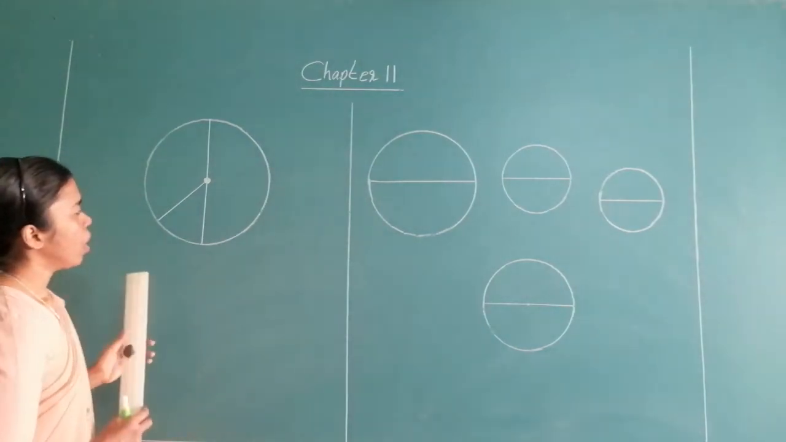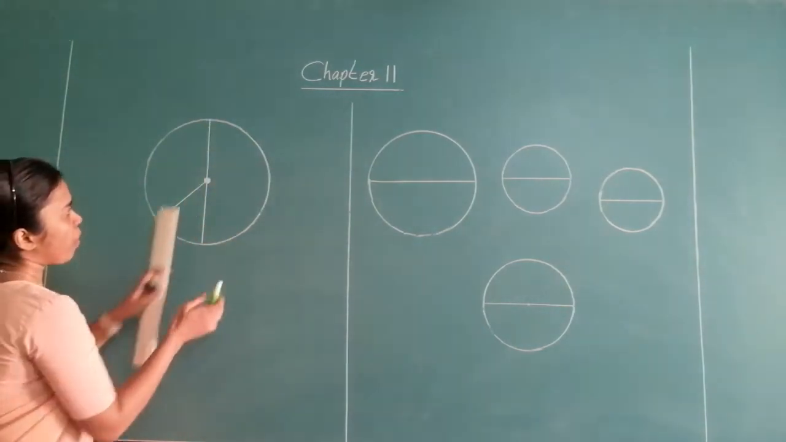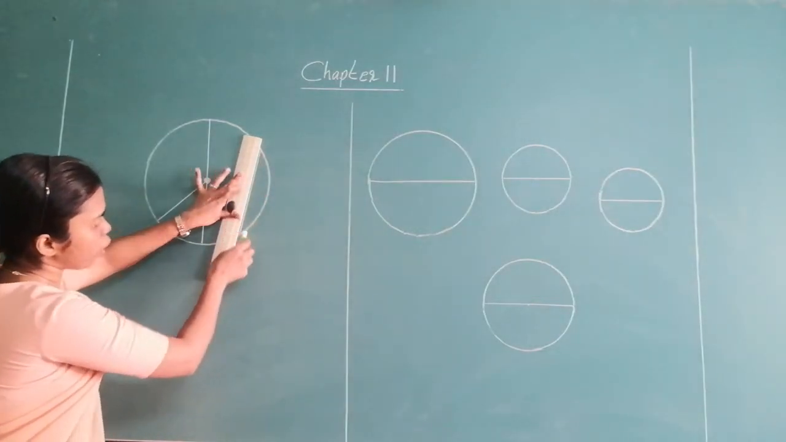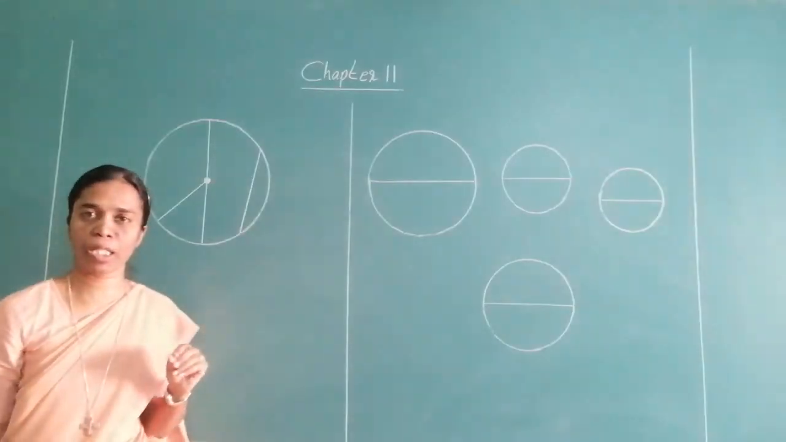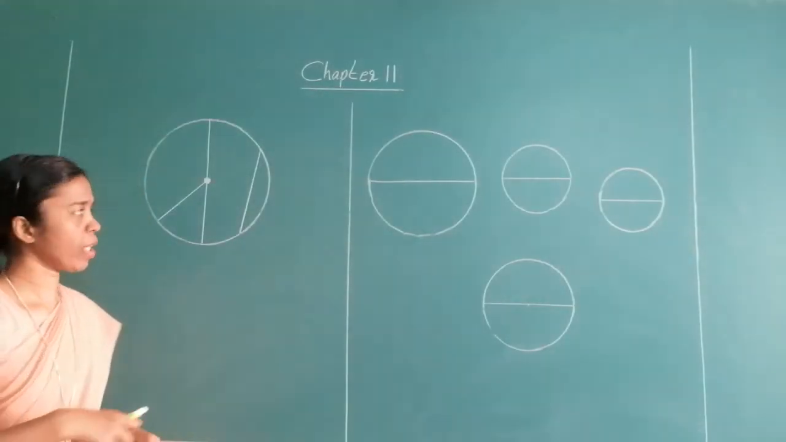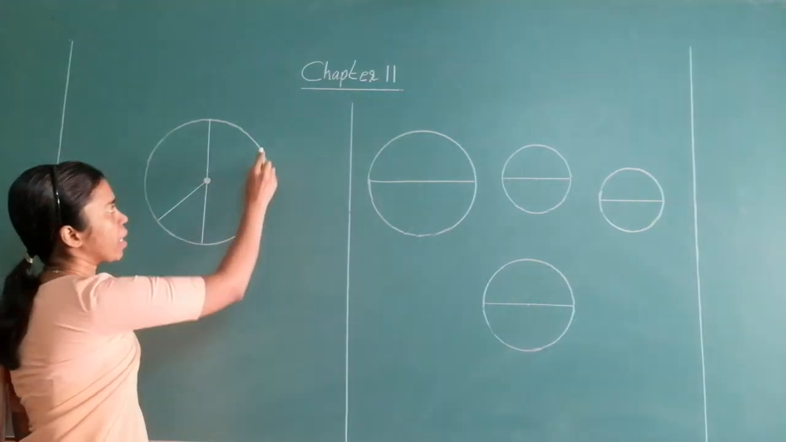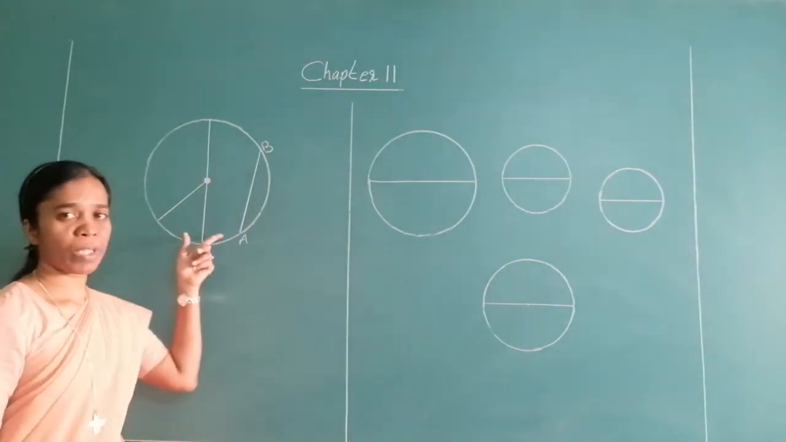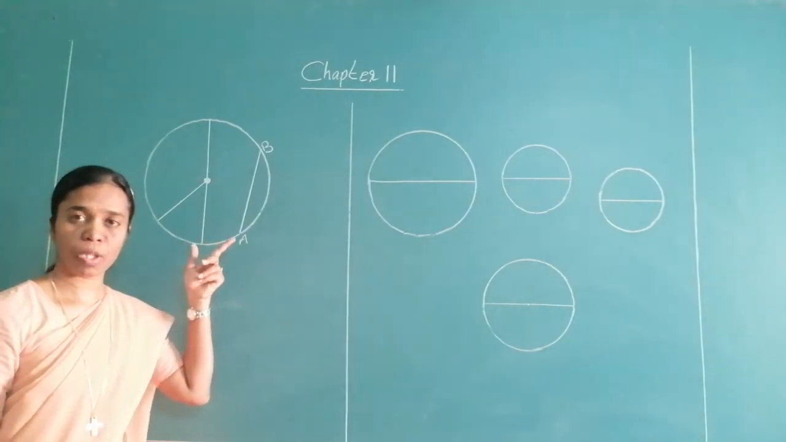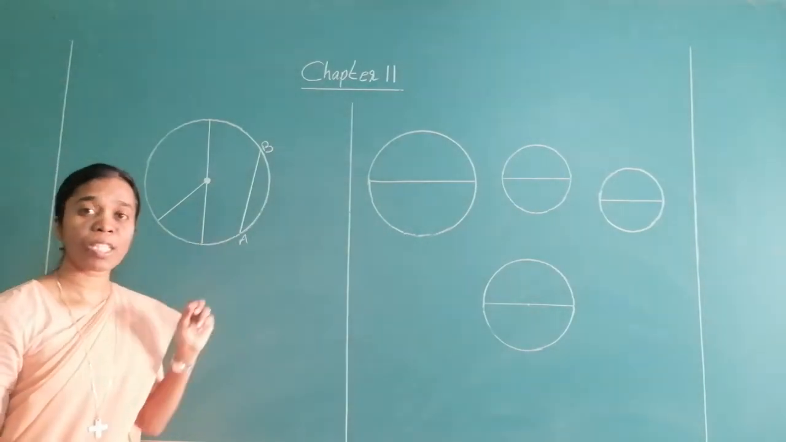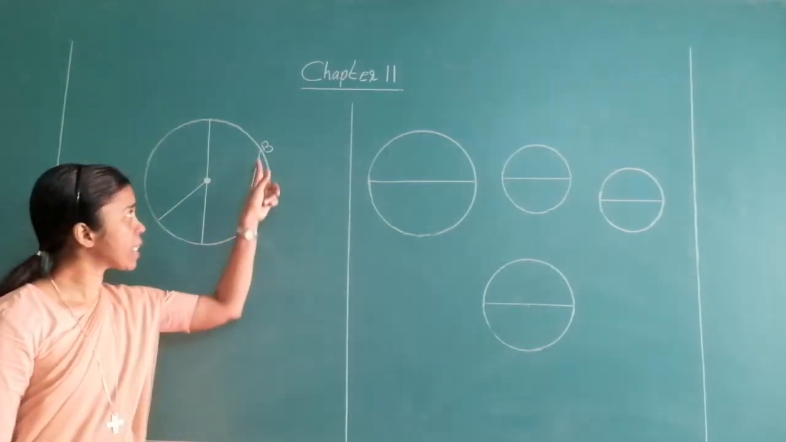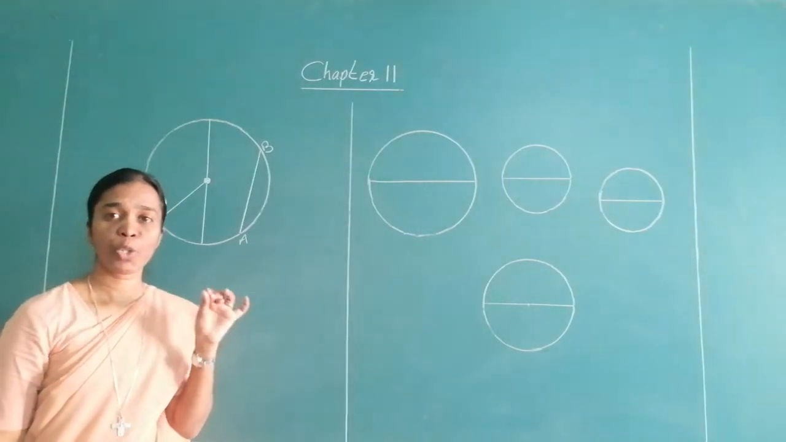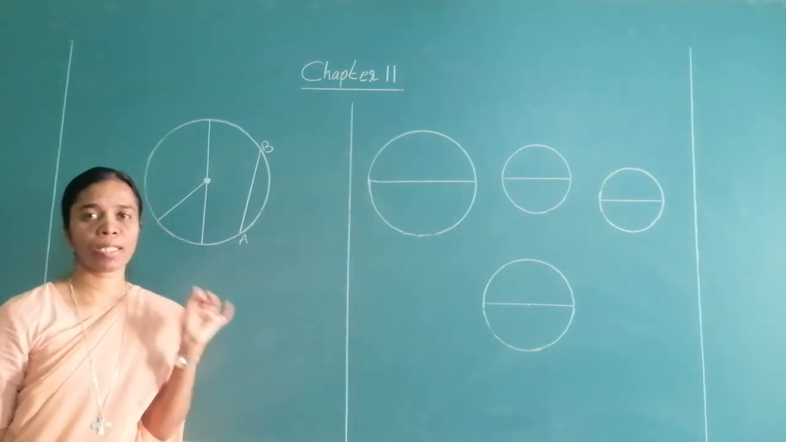Now, if I draw or if I join any two points on the circle by a segment, any two points, I had A and B. These were 2 points. I joined them. So what do I get over here? I got a chord. This is called a chord. What is a chord? A chord is a segment joining any 2 points on the circle.